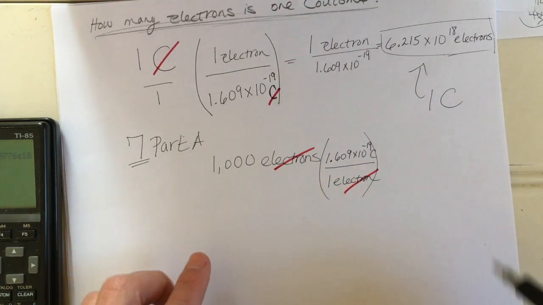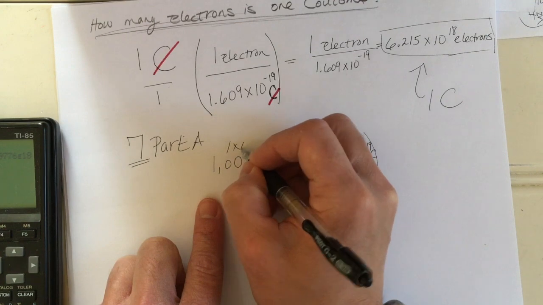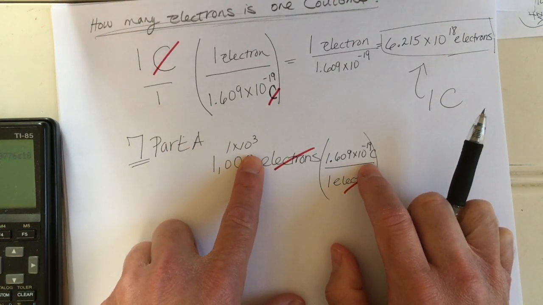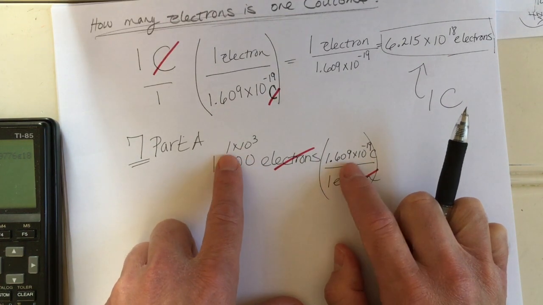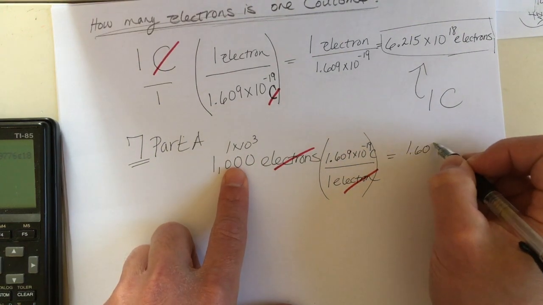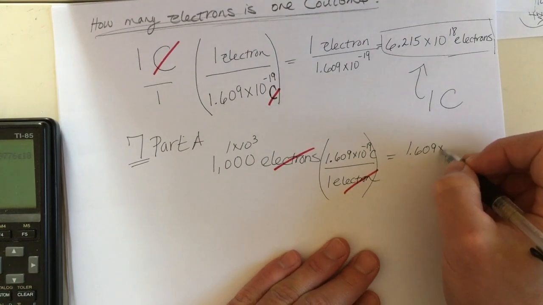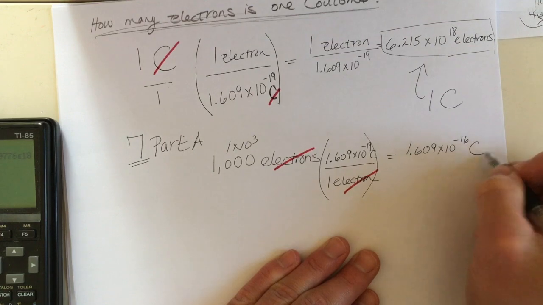And this I can probably do in my head, right? This is 1 times 10 to the third. I just wrote it as 1,000. But when you have numbers like this and you multiply them, you can add their exponents. So this is going to be 1 times 1.609, which is just 1.609. But then we're going to add 3 to negative 19, which is negative 16. Of course, times 10 to the negative 16. All right, and that's going to be our number of coulombs.